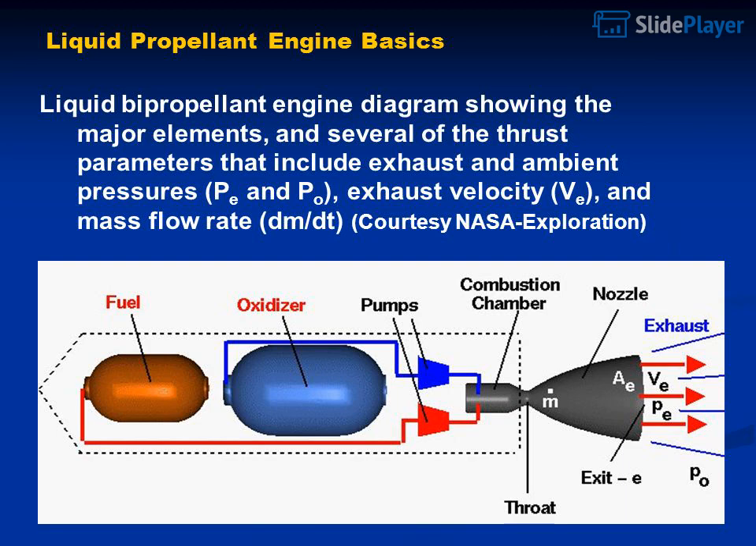Liquid propellant engine basics. Liquid bipropellant engine diagram showing the major elements, and several of the thrust parameters that include exhaust and ambient pressures, P and P0, exhaust velocity, V, and mass flow rate, dm/dt, courtesy NASA Exploration.